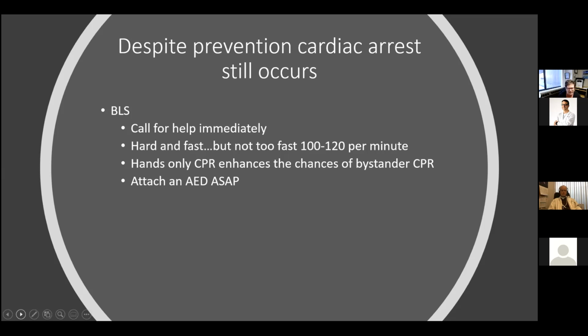So despite some of the processes that we have in place, we still do have cardiac arrest. And so the kind of cornerstone of good ACLS is good BLS. And so activating your code team immediately, initiating good, hard, and fast CPR, but not too hard and not too fast. So the average rate is 100 to 120.